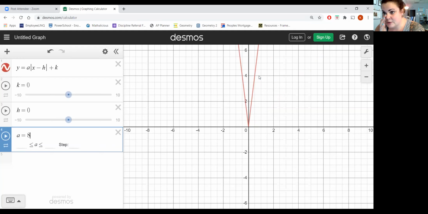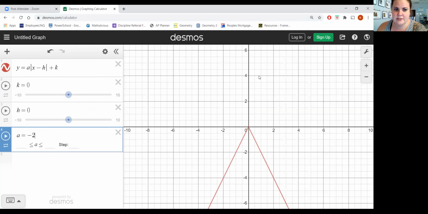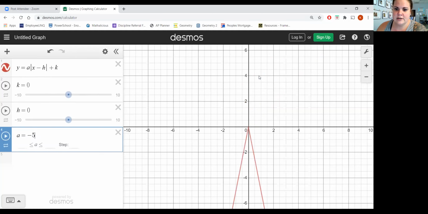So if the A value is positive, the absolute value graph goes up. If it's negative, the absolute value graph goes down. So now we can check out those negative values. -2, it made it a little bit narrower, even more narrow. So again, the size of the number is what makes it narrow. It's not the fact that it's negative or positive, it's the size. Those were big numbers, and so they made the graph really narrow.